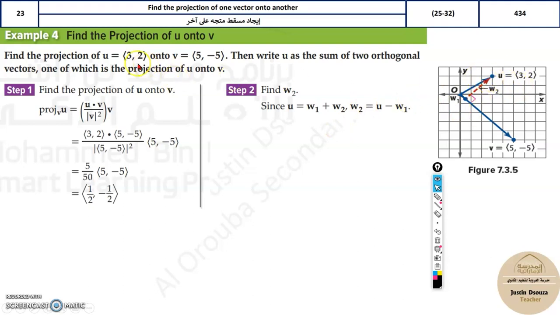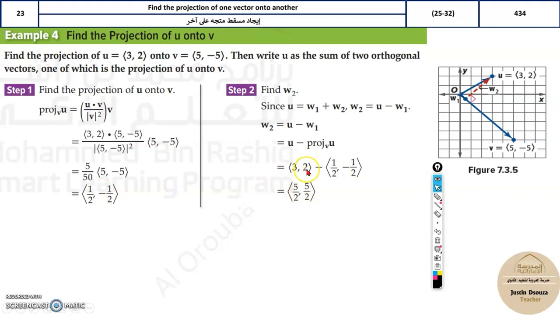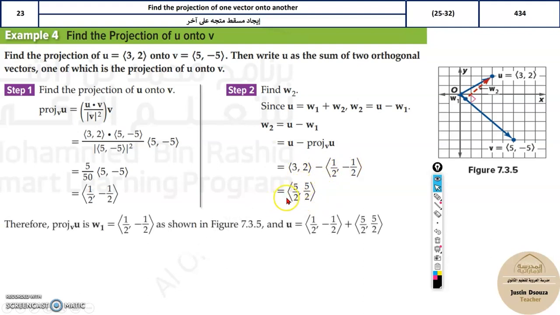Now, we know what the u vector is, given. We just found W1, that is the projection. What is W2? That would be u minus the projection, because u is W1 plus W2, so just take W1 to the other side and it becomes minus. And now all you're doing is solving it. So u, 3 comma 2, minus half and minus half. It would be 5 by 2, that's 2.5, and minus minus becomes plus for the next one, so it'll be 2.5, which is written as 5 by 2.